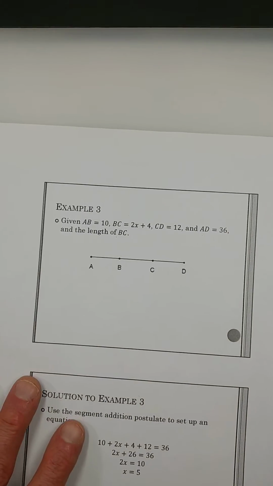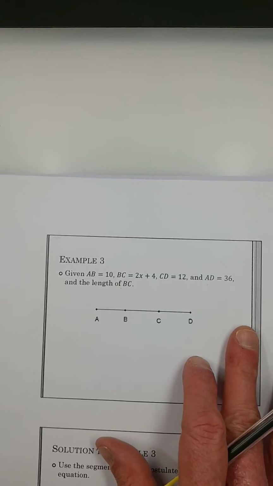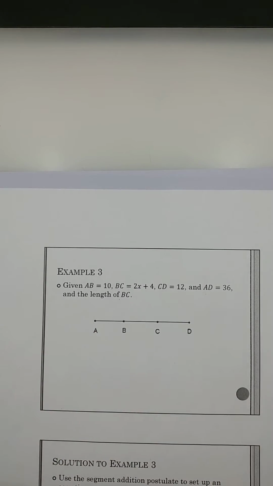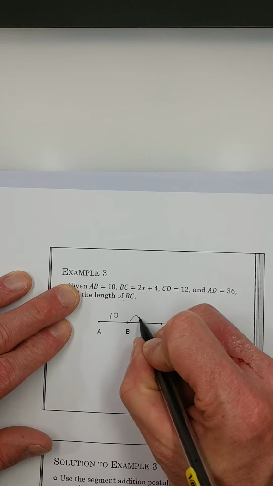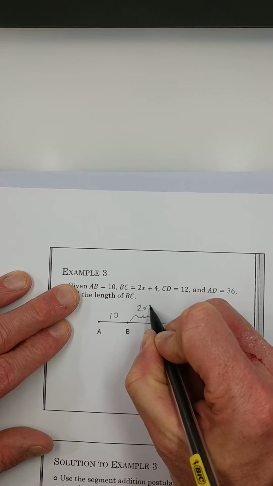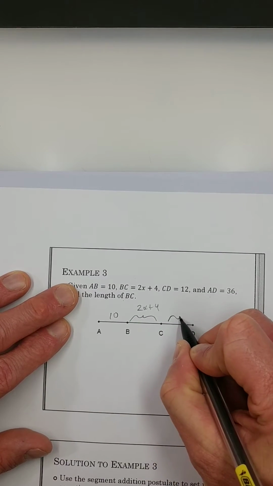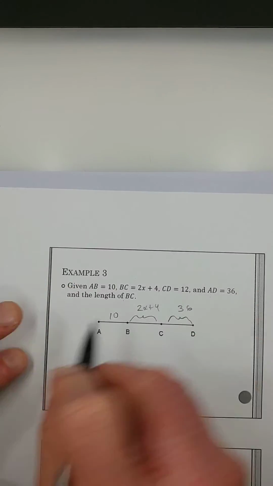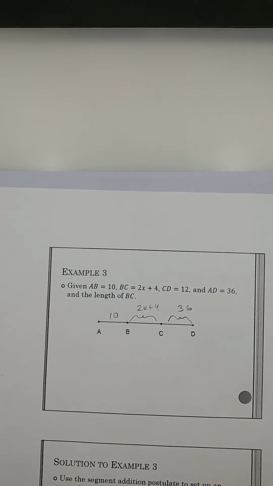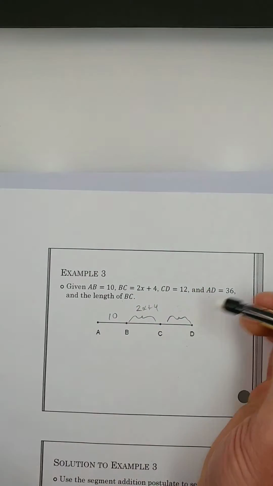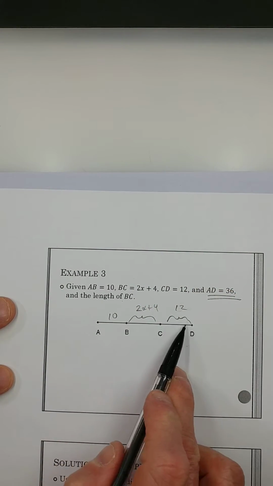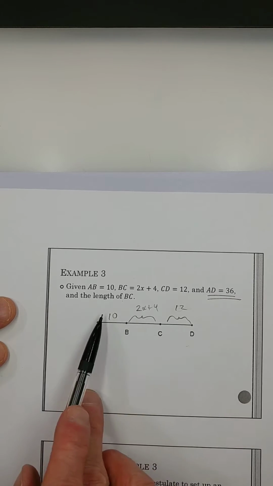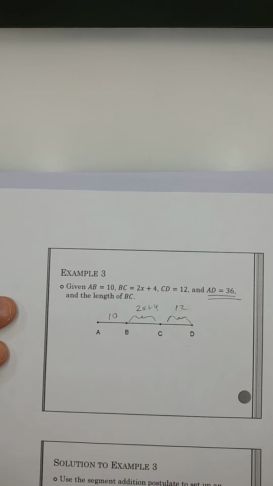Okay, last example using the segment addition postulate. This time we're dividing up into 3 segments, but we still can do it the same way. So AB will be 10, BC will be 2x plus 4, and then AD will be 36. Oh, excuse me, that is not right. CD is 12, and AD will be 36. So 10, 2x plus 4, and 12.